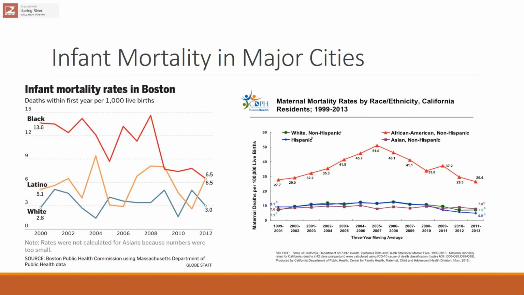Here is an example of 2 highly populated areas, Boston and California. Over the years, infant mortality rates have decreased for each population. However, African Americans are still at an increased risk.